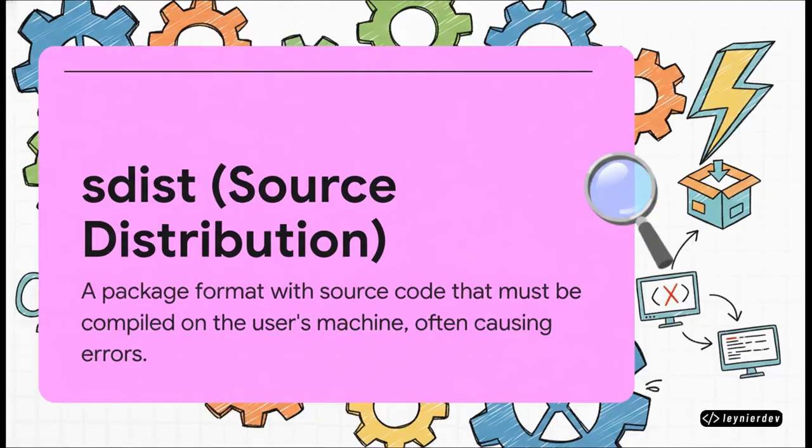And that brings us to the dreaded SDIST, or source distribution. This is ground zero for the infamous, well, it works on my machine problem. See, when there's no precompiled version for your system, pip just downloads the raw source code and tries to build it right there on your computer. If you're missing a C++ compiler or some specific system library, bam! The installation just fails spectacularly. The entire burden of compiling the code gets shifted from the person who made the package to you.